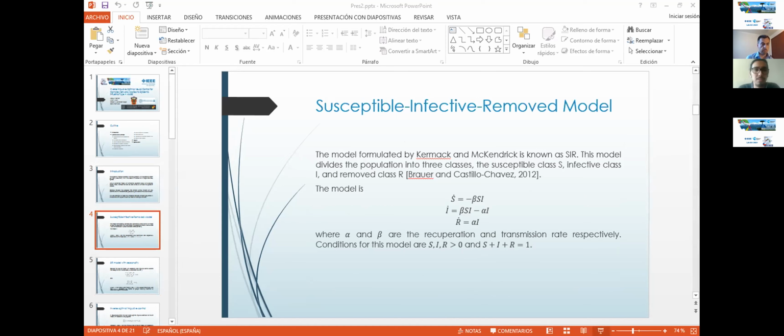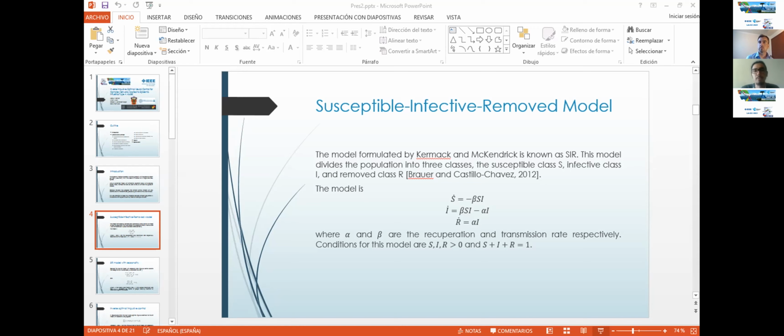We start with the original SIR model, formulated first by Kermack and McKendrick in the 1930s, I believe. What this does is that it describes the population during an epidemic, and it divides the population in three classes: the susceptible class, the removed class, and the infected class. That's what the letters mean.